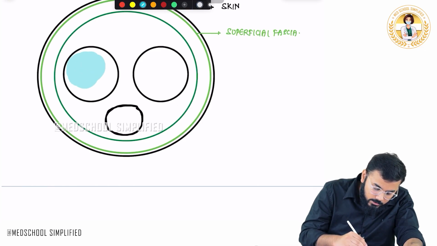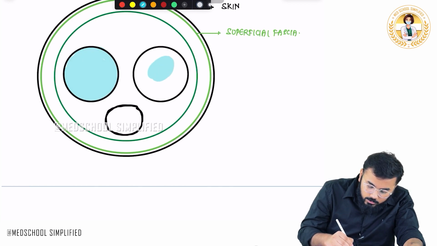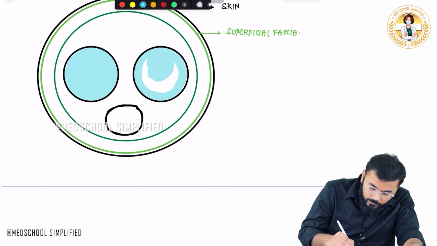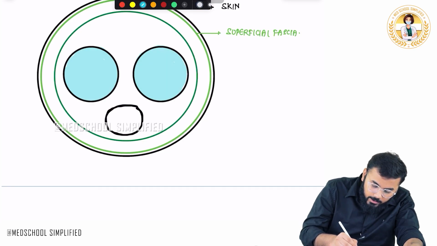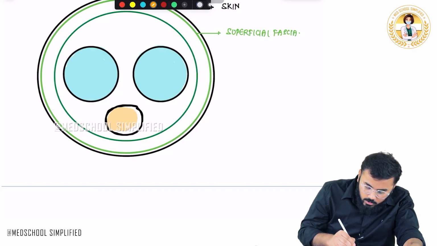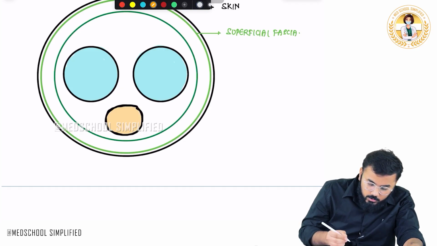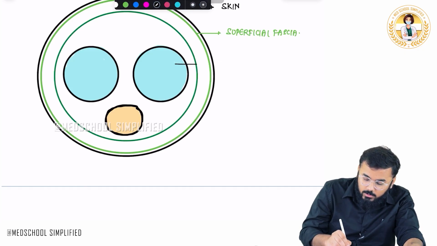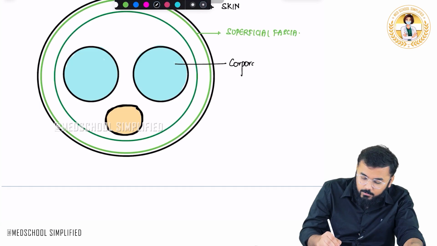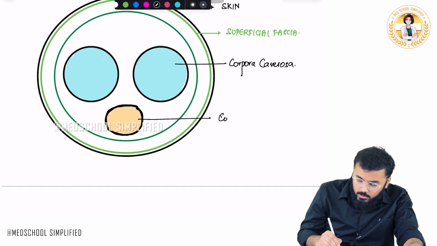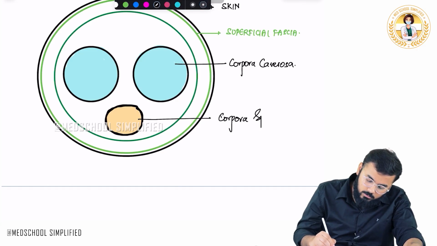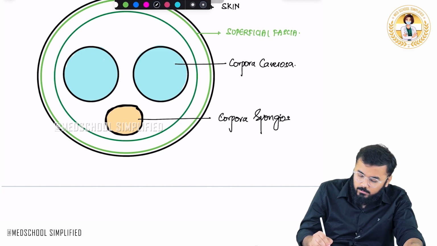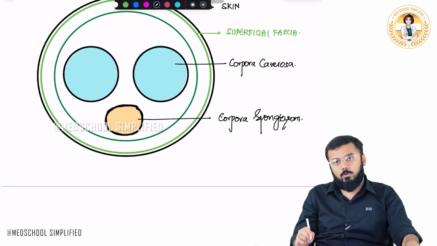So this one over here is your corpora cavernosa like this, right? So here also you have got your corpora cavernosa. And down here this is called your corpora spongiosum. So what are these structures over here? This is called your corpora cavernosa and this one over here is called your corpora spongiosum. Corpora cavernosa as well as corpora spongiosum.